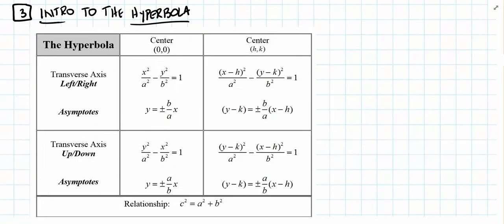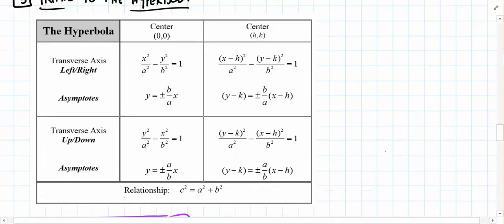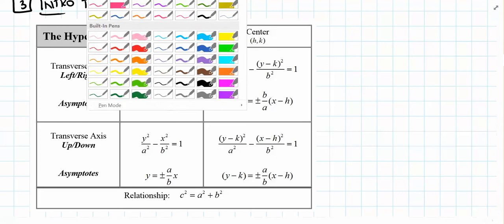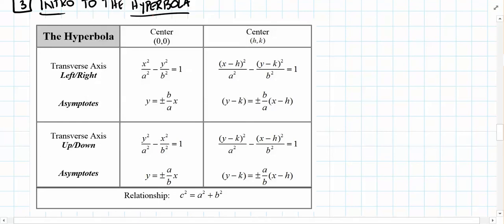The last part of this is talking about the hyperbola. This is another cheat sheet, and this will be available for you on Canvas. This is very, very similar to the ellipse.